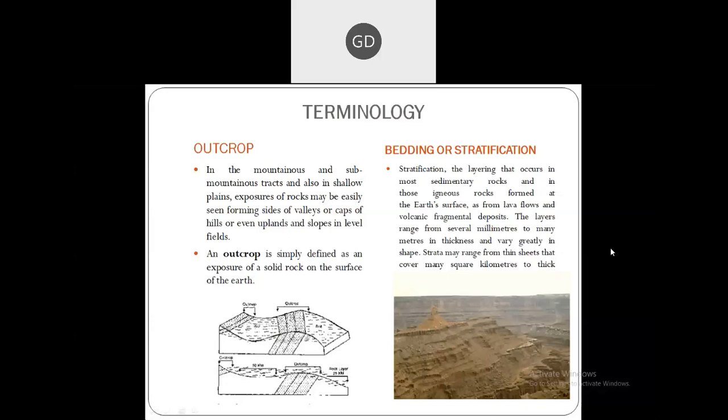Every day these rocks are subjected to a large number of external or internal forces. The interaction of these forces with the rocks is responsible for a variety of characters that are developed in these rocks.